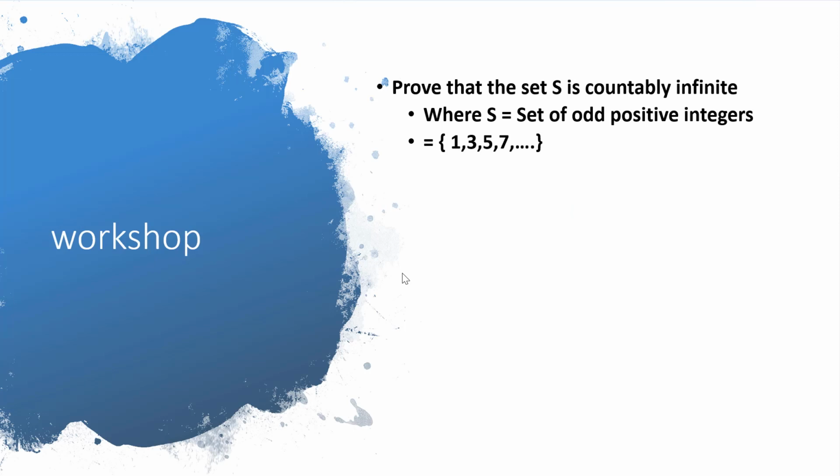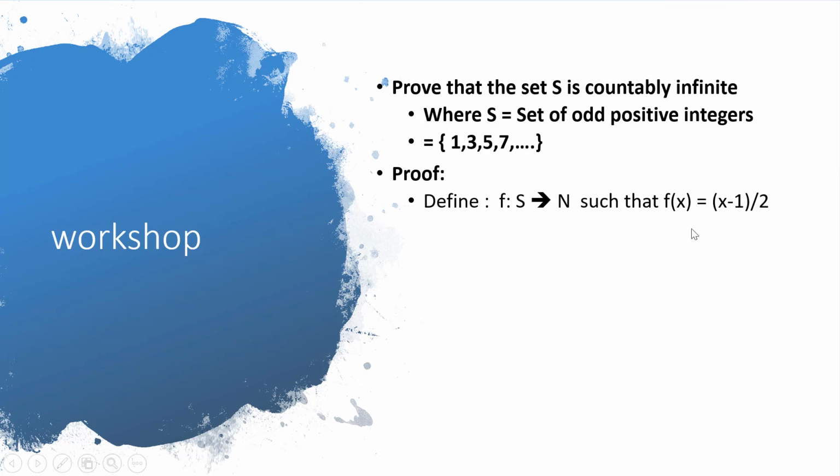Let's do another workshop. We want to prove that the set S is countably infinite, where S is a set of positive integers. So here's our proof. Let's define a function f from S to N such that f of x equals (x minus 1) over 2. Since x is an element in S, it's an odd positive number.